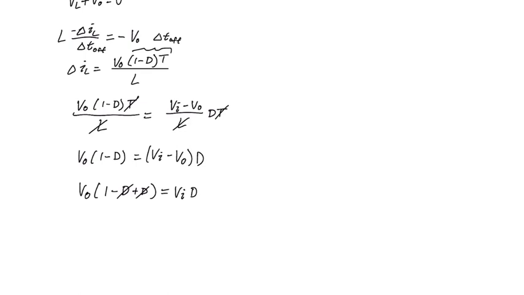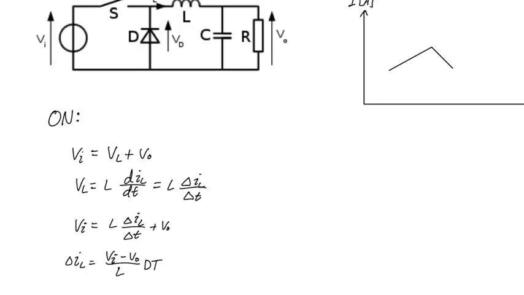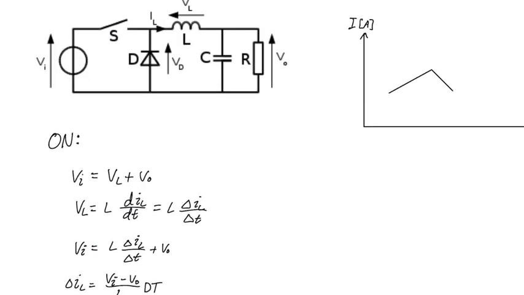So this would mean that VO over VI is equal to D. So that means that the ratio between VO and VI is equal to D, the duty cycle, not this diode here.